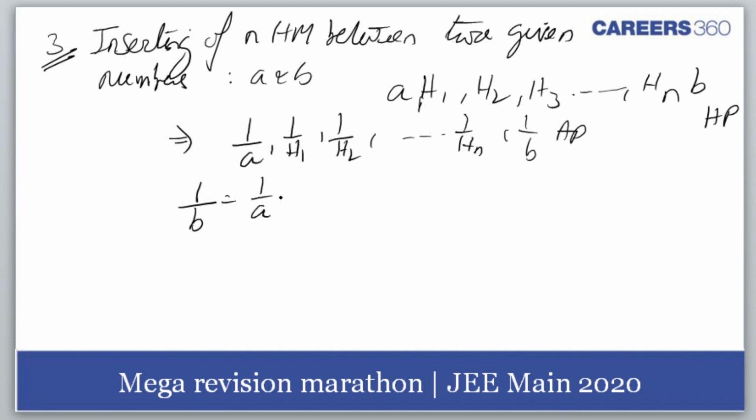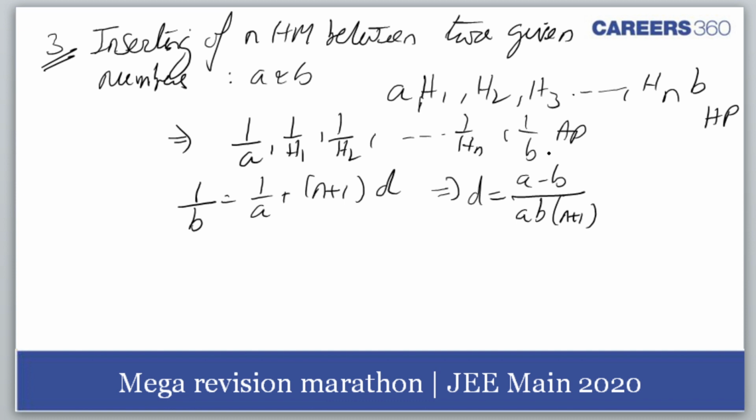That would be 1 by A plus n plus 1 common difference D. From here I'll calculate the common difference. That would be A minus B upon AB into n plus 1. That's what D I'll get. Yeah, we'll do questions, Jatin. Just let me finish the theory. It's a revision class, so we need to finish the theory.